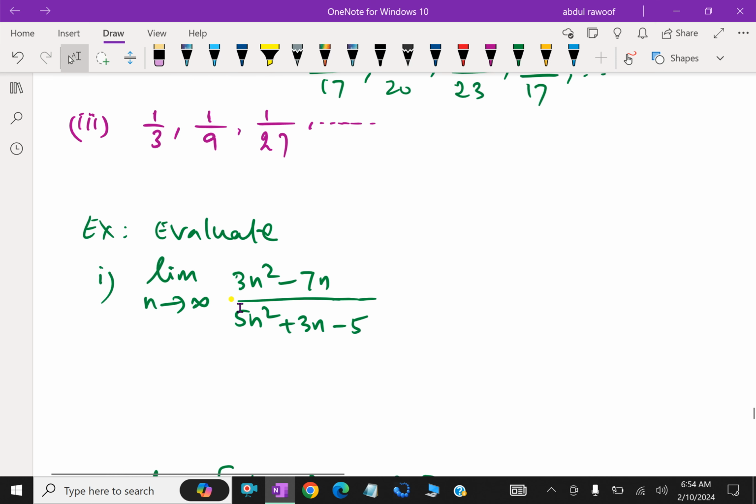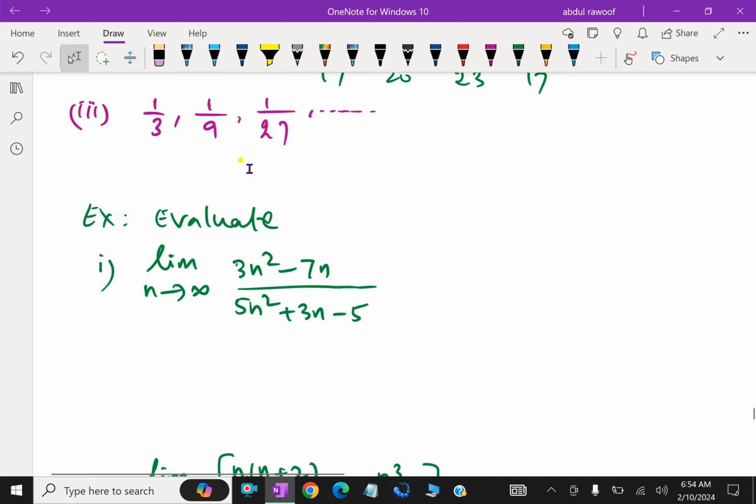Then next one: 1 over 3, 1 over 9, 1 over 27. Of course, this 3, 9, 27 is 3 power 1, 3 power 2, 3 power 3. Like 1 over 3 power 4 is 81. Then next is 1 over 81, and 3 times 81 is 243.